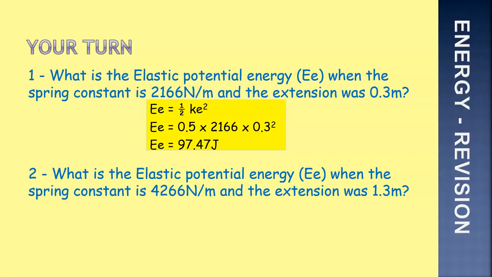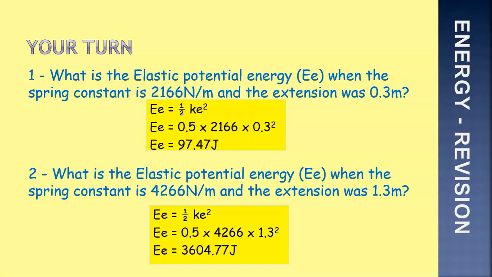Question 2. The elastic potential when the spring constant is 4266 and the extension is 1.3. Our spring constant is 4266, our extension is 1.3, so 1.3 squared times 4266 times 0.5 gives us 3604.77 joules. Again, pause the video to make sure you've got that. Green pen your answers.